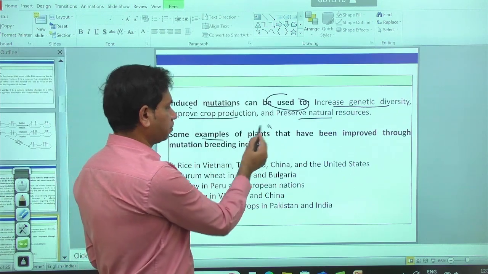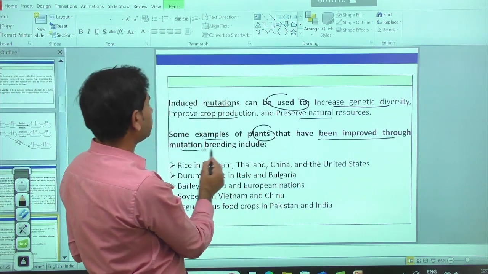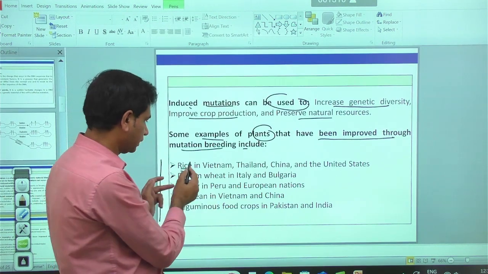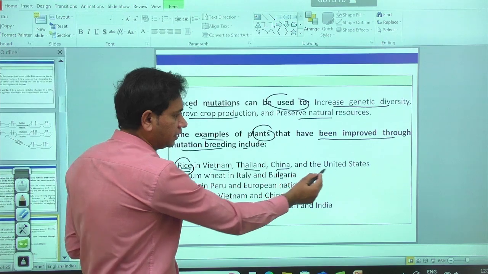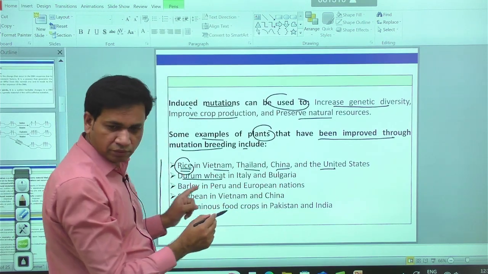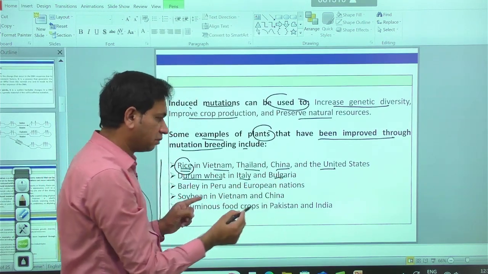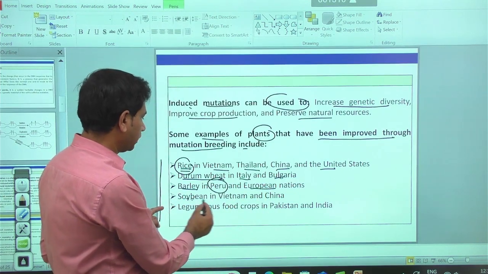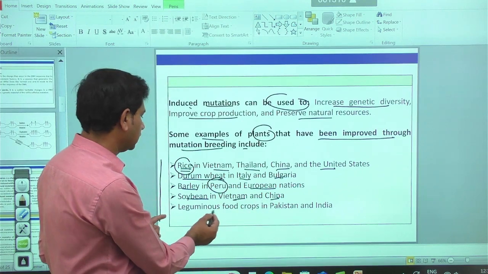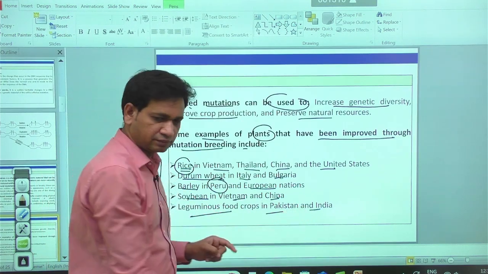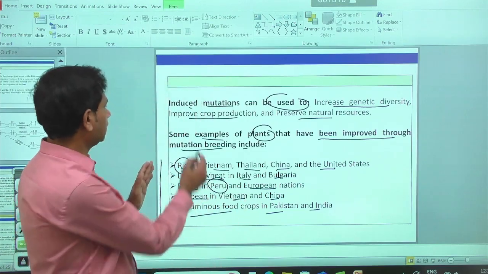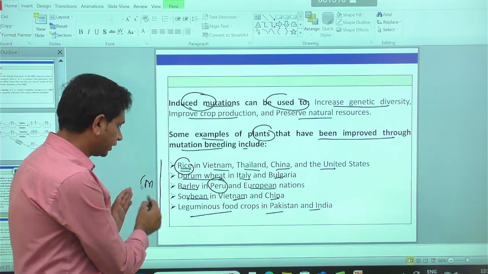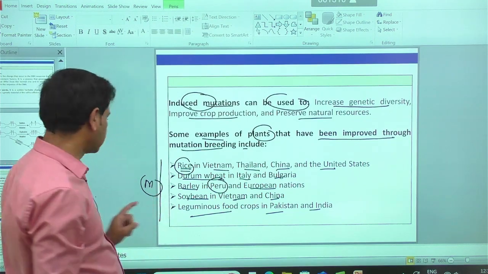Some examples of plants that have been improved through mutation breeding include the development of improved varieties of rice in Vietnam, Thailand, China and United States, durum wheat in Italy and Bulgaria, barley in Peru and European nations, soybean in Vietnam and China, then leguminous food crops in Pakistan and India. So based on radiation and chemical, we developed some mutant varieties in the following crops.